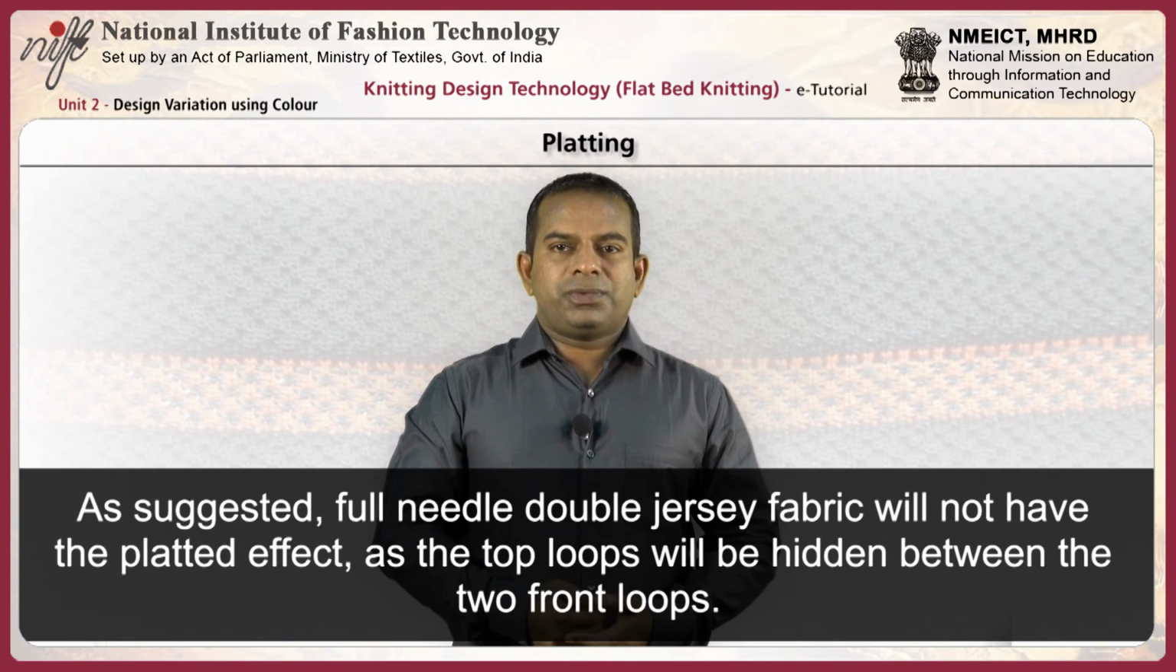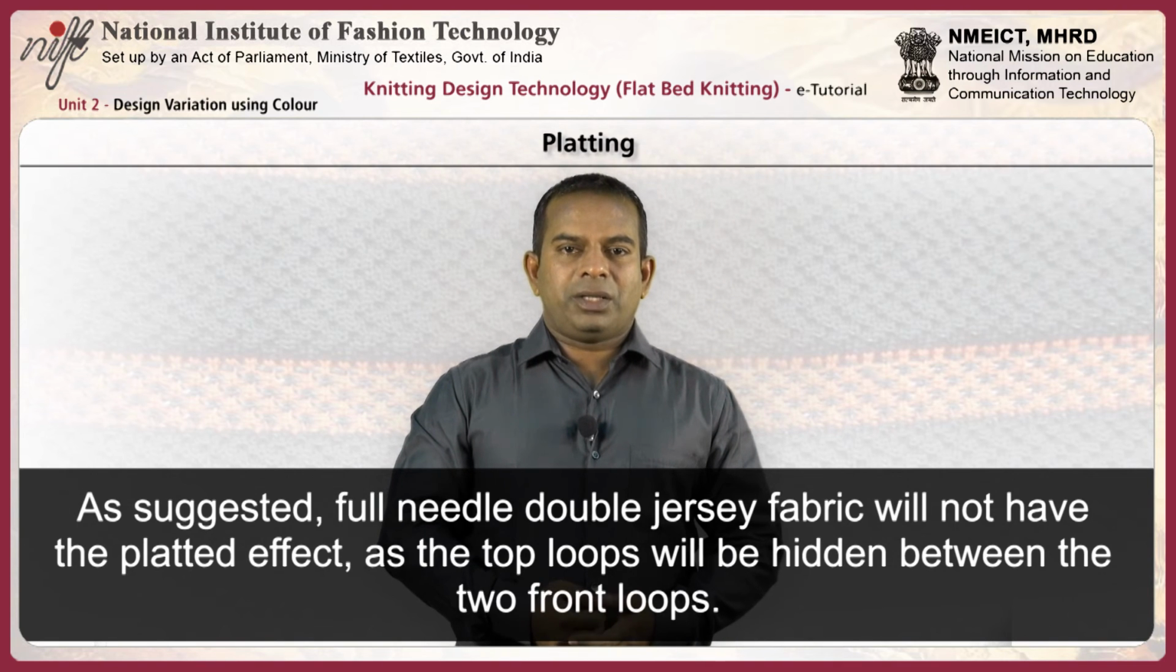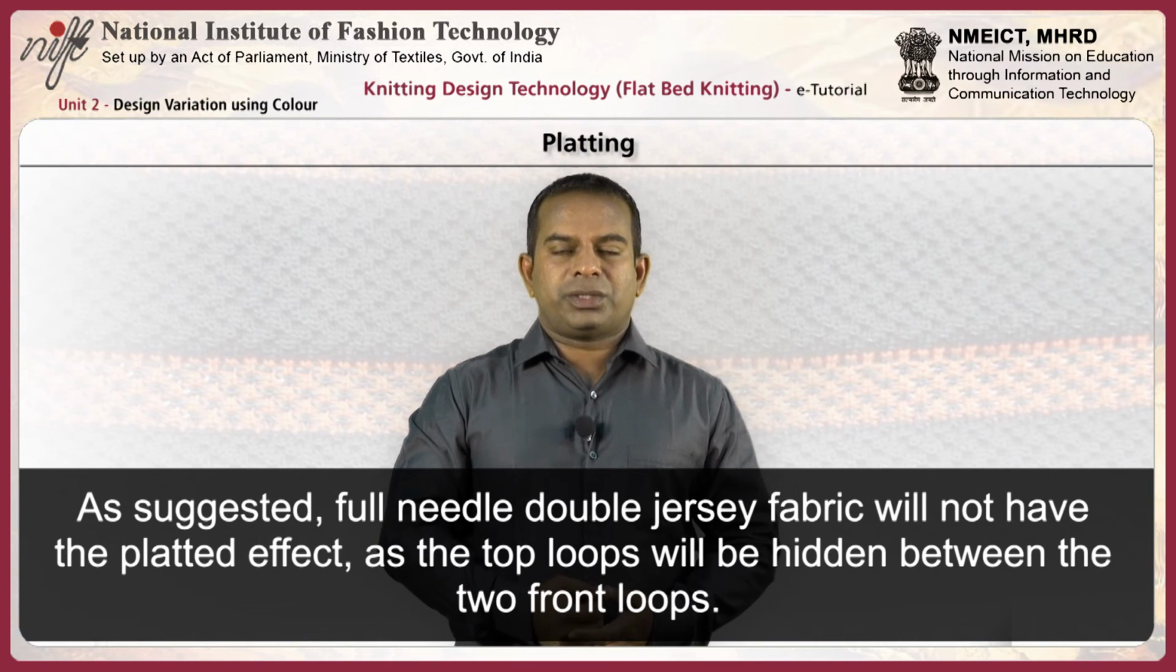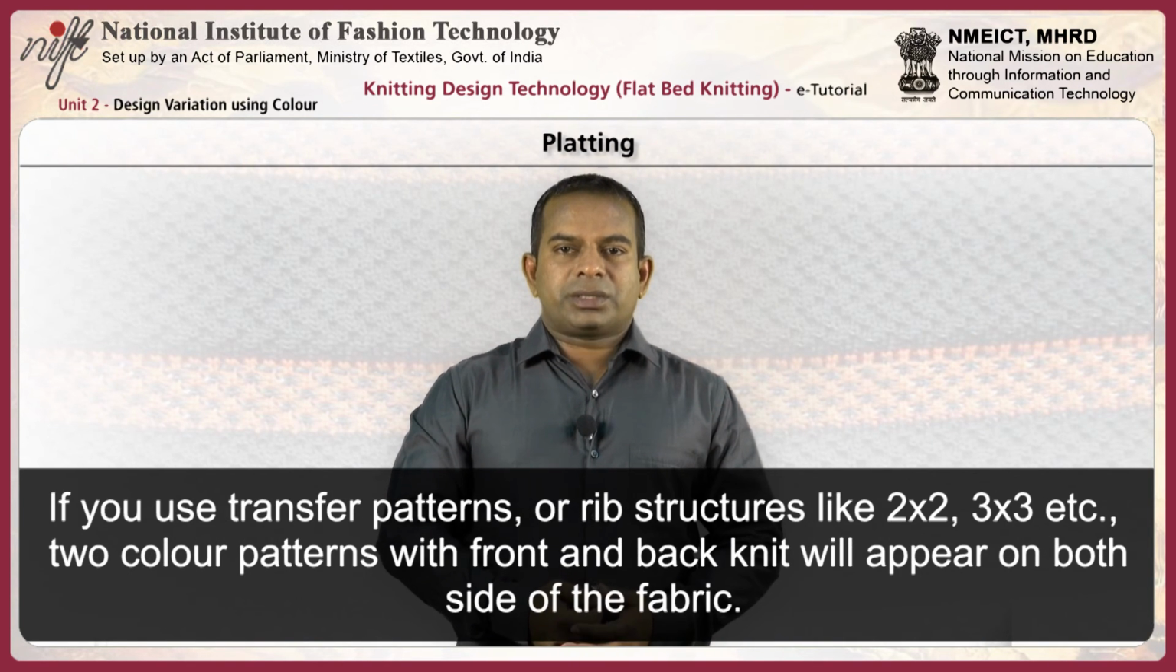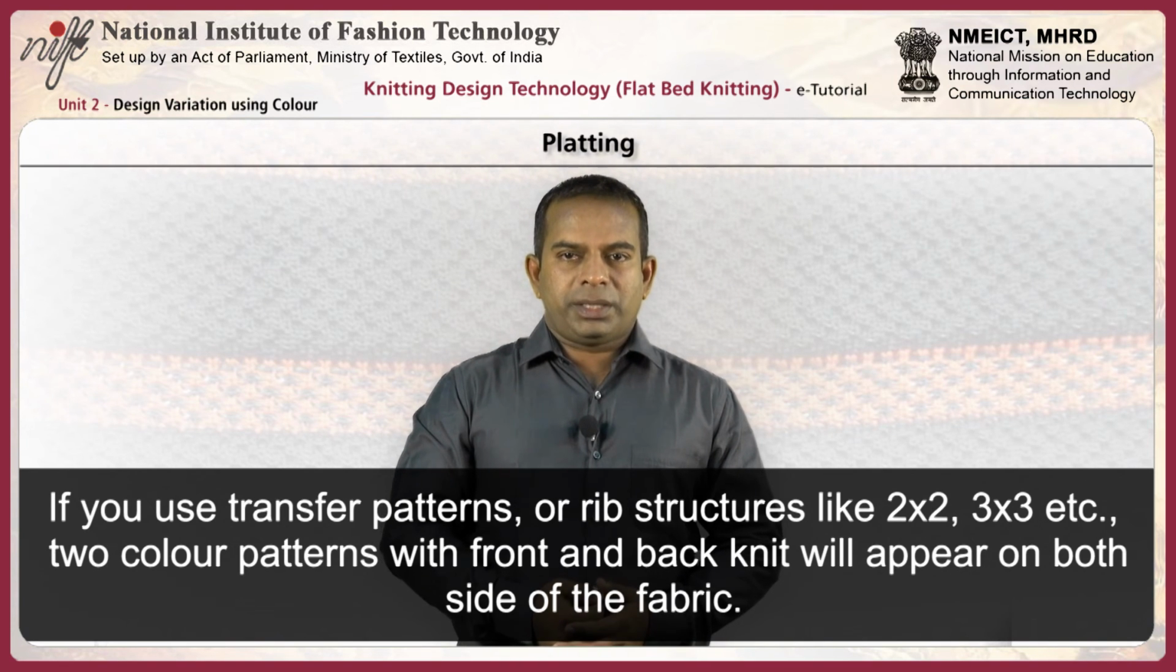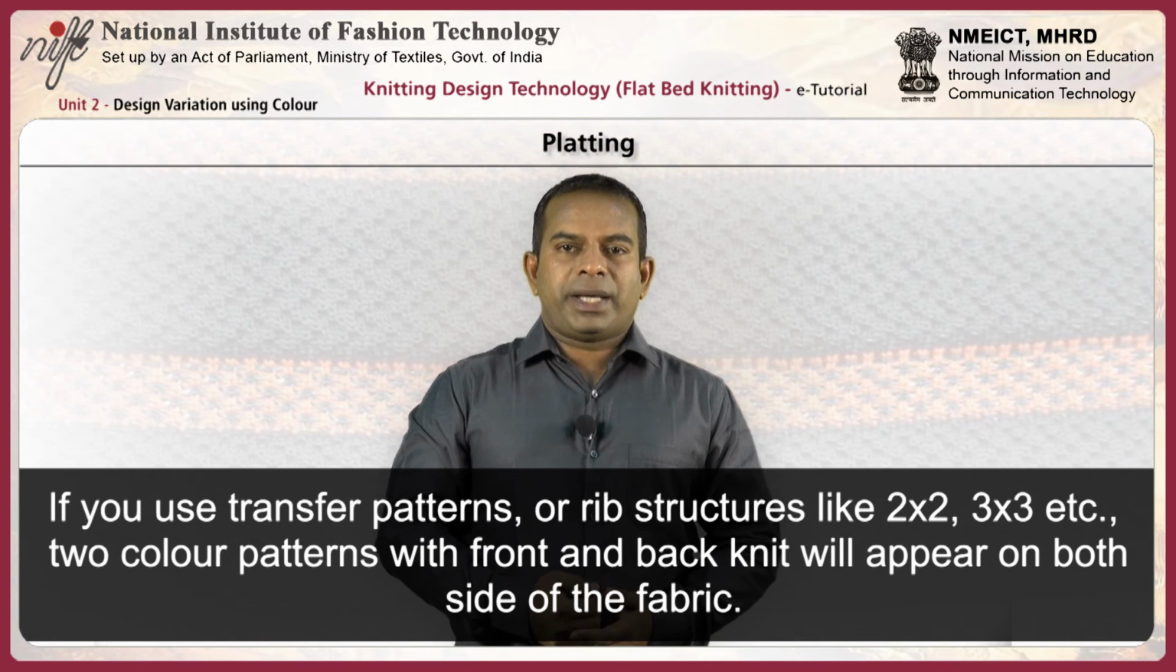As suggested, full needle double jersey fabric will not have the plaited effect, as the top loops from either side will be hidden between the two front stitches. If you use transfer patterns or rib structures like 2 by 2 or 3 by 3 etc., a two colored pattern with the front and back net will appear on both sides of the fabric.